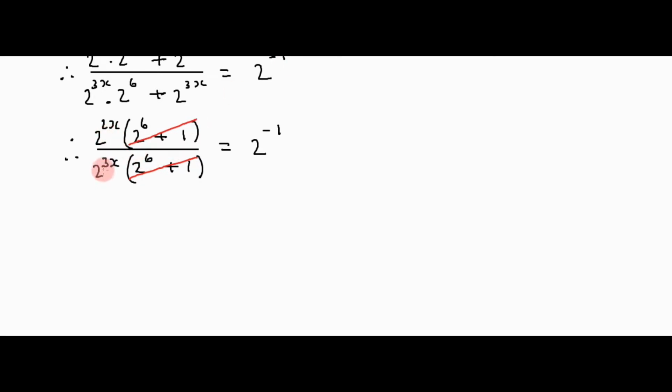Now we're dividing and the bases are the same, so we can subtract the powers. So 2x minus 3x is minus x, or negative x. We now have the bases the same on both sides, so we can drop them, and the powers must be the same. So negative x must equal negative 1. And the negatives cancel on both sides. So then x equals 1.